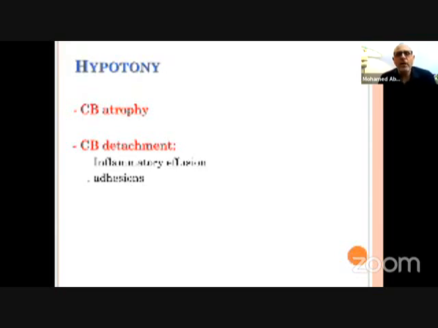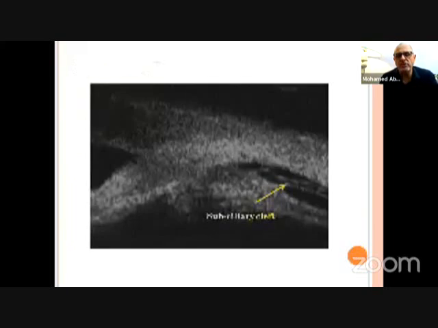viscoelastic needle. On the other hand, the patient can develop hypotony. Patients with uveitis can develop hypotony. It can be either due to ciliary body atrophy from repeated inflammation, or ciliary body detachment, either in the form of inflammatory effusion or adhesions.